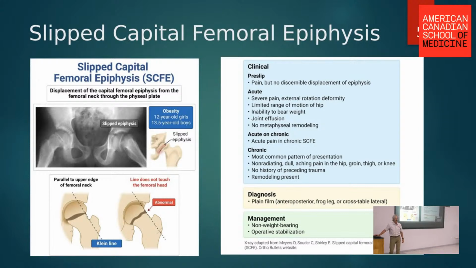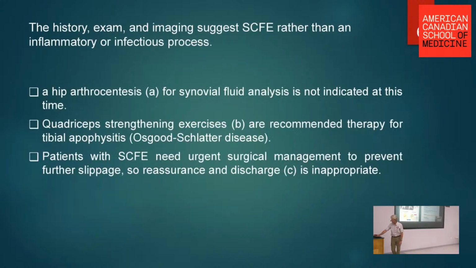In some kids who will present and they just don't want to walk on the leg, or they're favoring the leg, you may get an X-ray and it looks normal, but you still need to consider this as an early pre-slip presentation of this. So SCFE is the name of this. It's a good question for when you're doing your pediatric rotation or you're having a pediatric in-service exam. They're going to probably present a case like this.